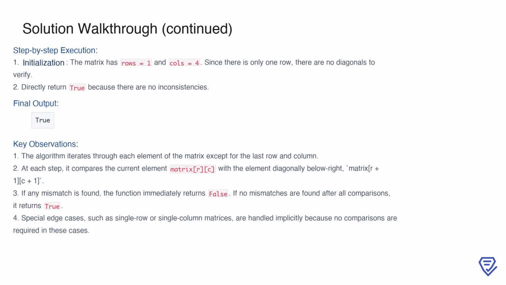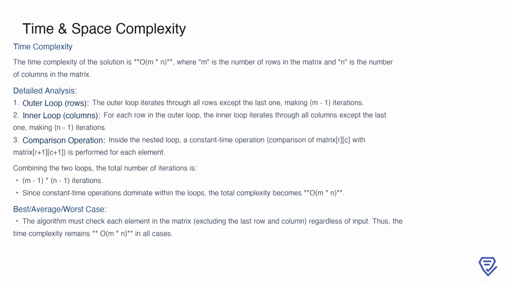In general, the key observations from our solution are that the algorithm iterates through all elements except those in the last row and column, comparing each element with its diagonal counterpart. If a mismatch is found, it returns false immediately, otherwise, it returns true after completing all comparisons. Edge cases are handled seamlessly because no comparisons are required when there are no diagonals to check. The time complexity of this solution is O(m*n), where m is the number of rows and n is the number of columns in the matrix.